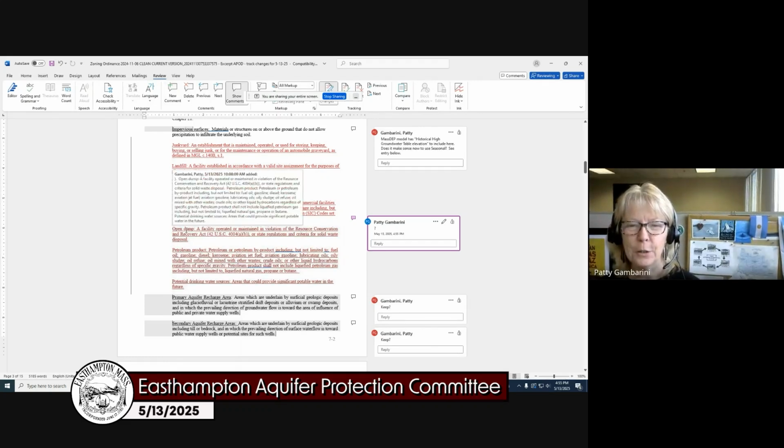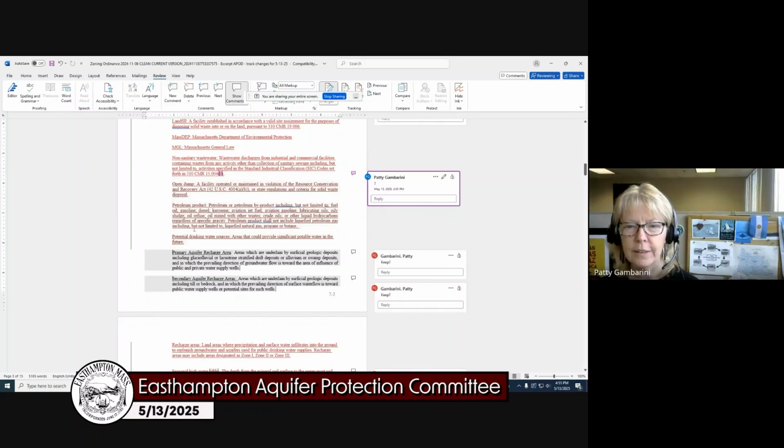Right. Open dump, petroleum product, defining what that is, and then potential drinking water sources. And one of the things that happens is once we work more in the other part of the ordinance, I typically go back into these definitions to see what really needs defining and what might be excessive, or even what's missing that we added to the ordinance. But these are just standards I pulled in from the Mass DEP model, from work I did in South Hadley, and from some of the Cape examples that I've been looking at.